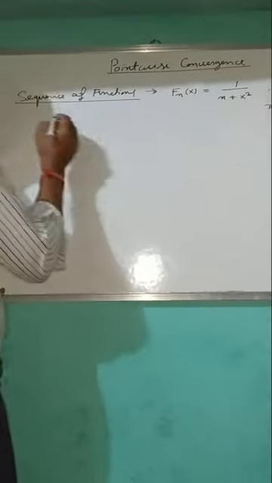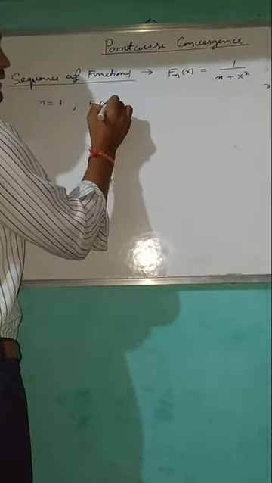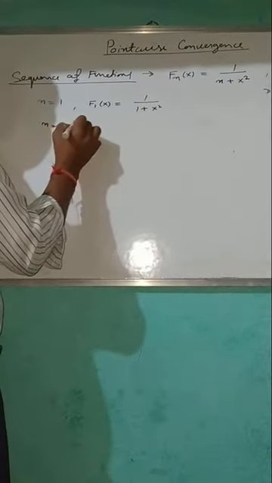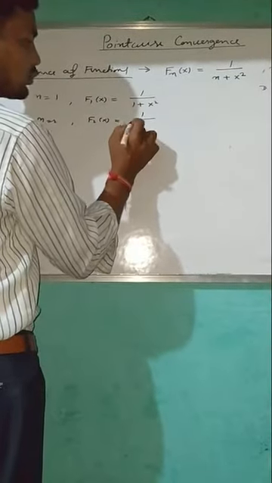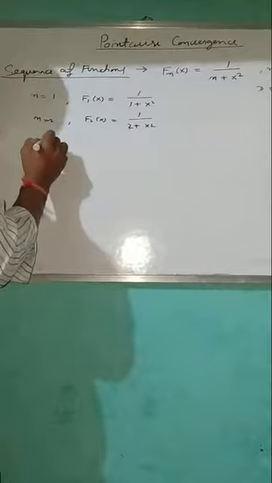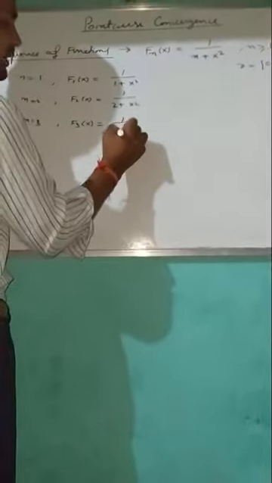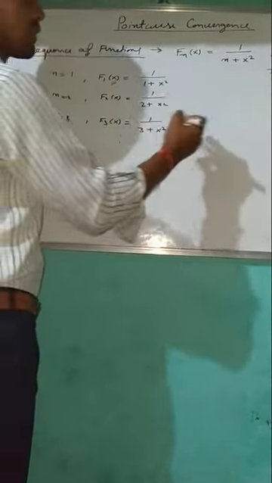For example, suppose n equals 1, then this function is f_1(x) = 1/(1 + x^2). When n equals 2, then f_2(x) = 1/(2 + x^2). And similarly, when n equals 3, then f_3(x) = 1/(3 + x^2), and so on. And when we put the independent variable x in these functions, we get a different graph for each function.